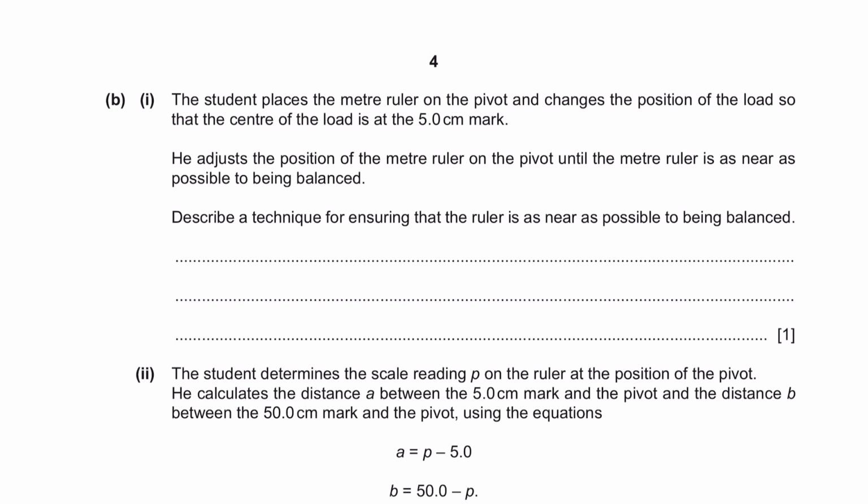Question B, Part 1. The student places the meter ruler on the pivot and changes the position of the load so that the center of the load is at the 5 cm mark. He adjusts the position of the meter ruler on the pivot until the meter ruler is as near as possible to being balanced. Describe a technique for ensuring that the ruler is as near as possible to being balanced.